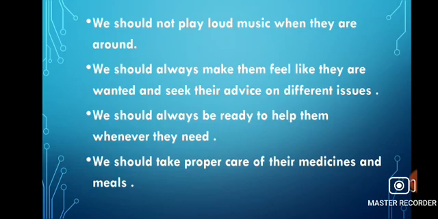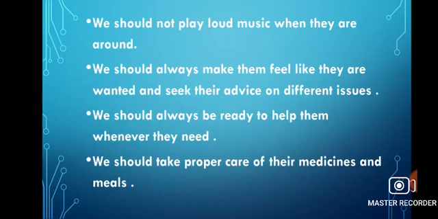We should try to understand their problems. We should not talk loudly or play loud music when they are resting. We should help old people do activities that might be difficult for them. For example, we can help our grandparents climb the stairs. We should spend time with them because many of them do not go out of their homes very often.